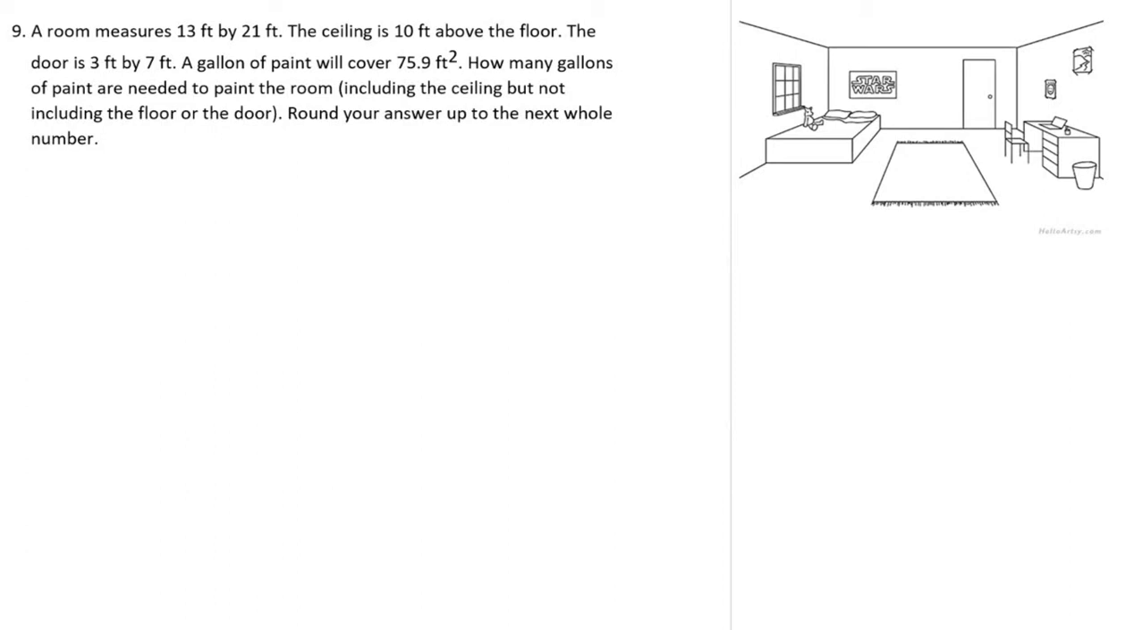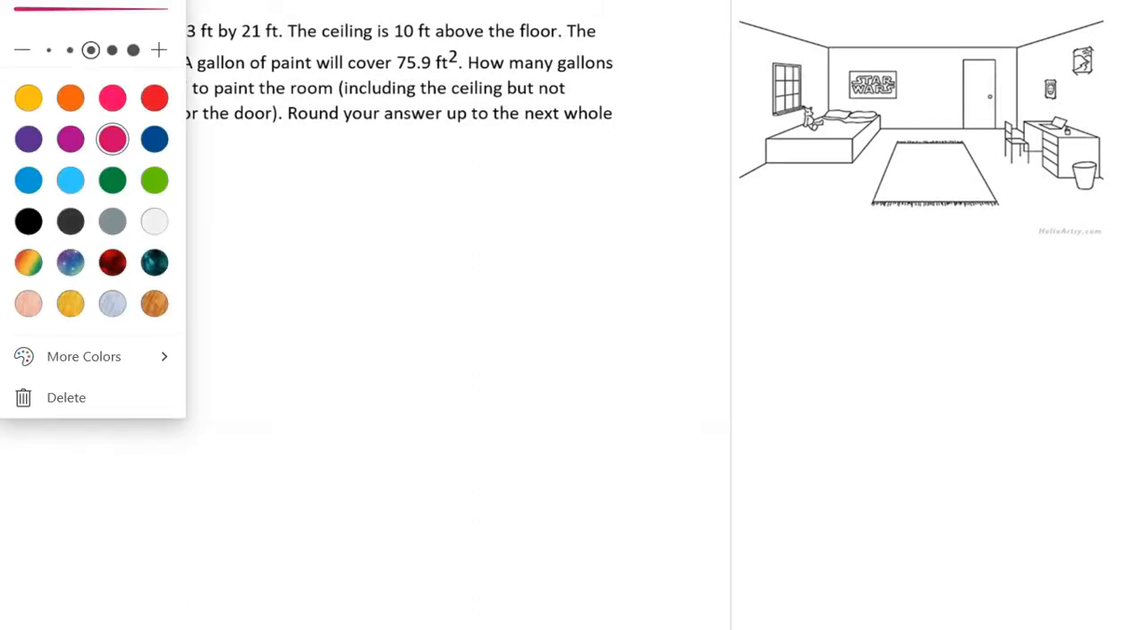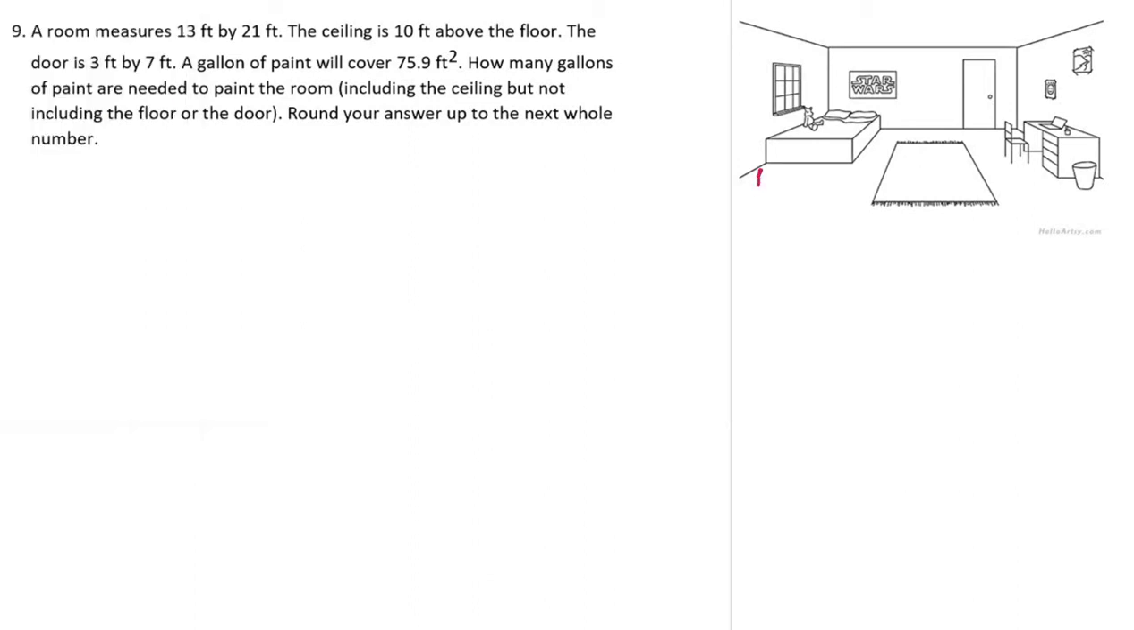Okay, so you can see in my drawing here, I have a room. And my room is supposed to be measuring 13 feet by 21 feet. So I'm going to say that this wall is 13, makes this length over here for this wall to be 13 as well. And this wall that I'm looking at straight on is 21 feet. And the ceiling is 10 feet above the floor. So I have 10-foot ceilings here and here.